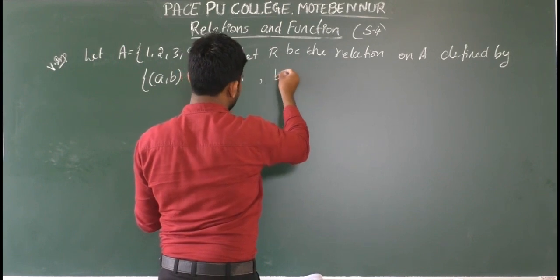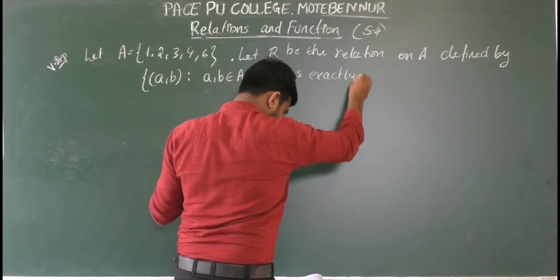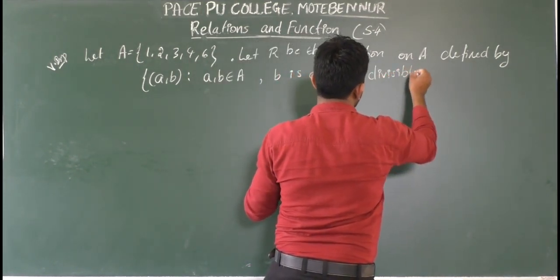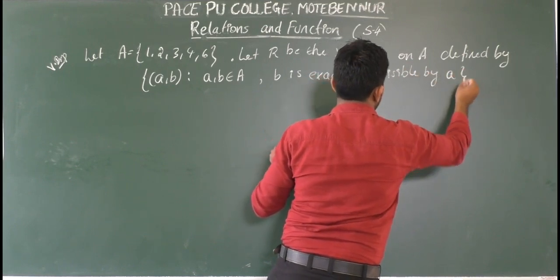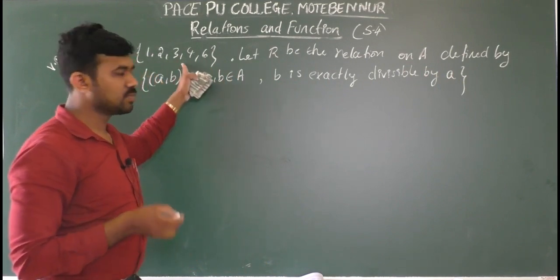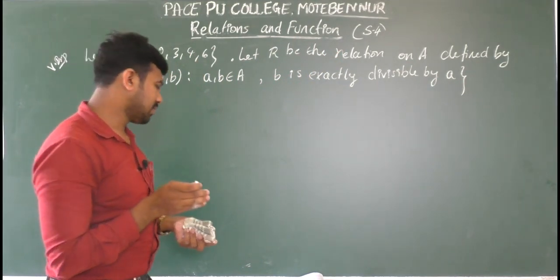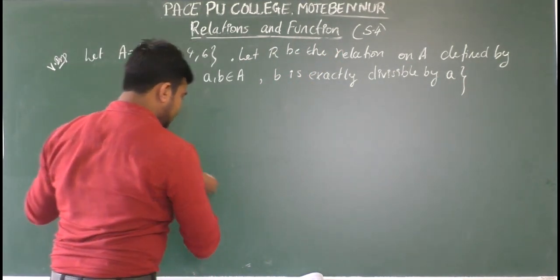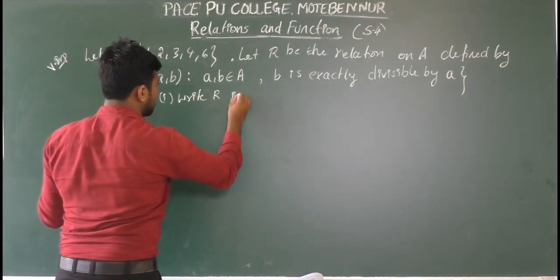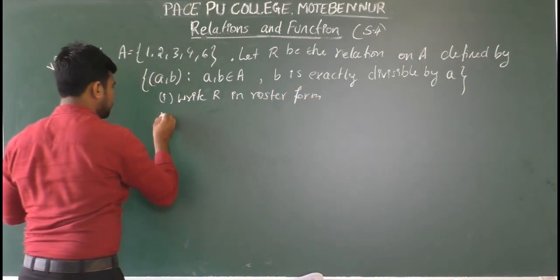What is the property? See, b is exactly divisible by a. B is the element of A, also an element of A, because both sets are A. Relation on A means relation from A to A. Okay, now write R in roster form. Sub questions: write R in roster form. Second sub question.